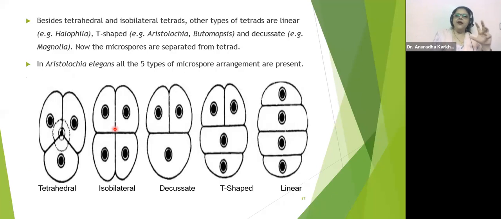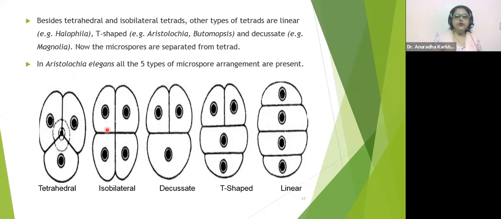So tetrahedral would be one towards the back side. That's called tetrahedral. Isobilateral on the same axis. Decussate, 2 in front, behind, and 2 on top of them, right? T shape very clearly seen, 1, 2, 3, 4, and linear is in 1 row. We had completed up till here, right? Linear is in 1 row.